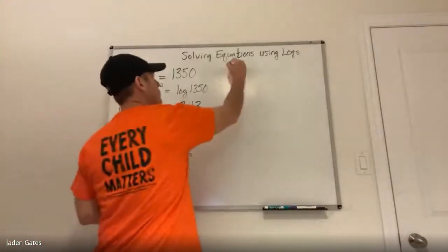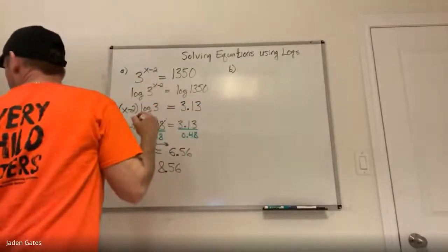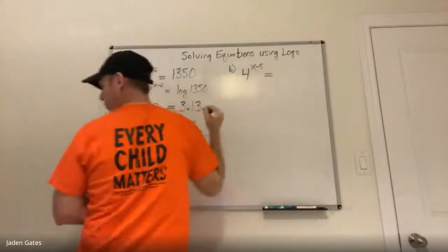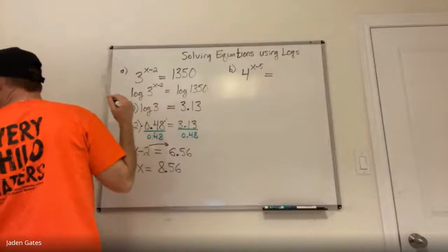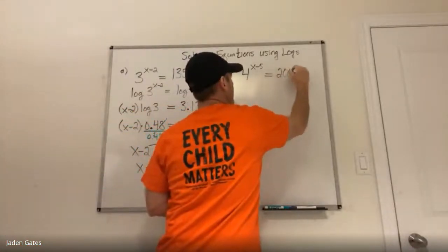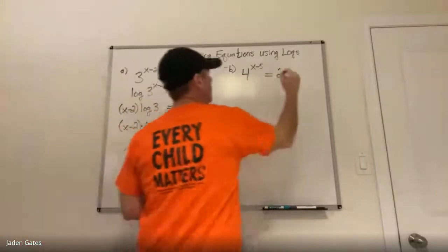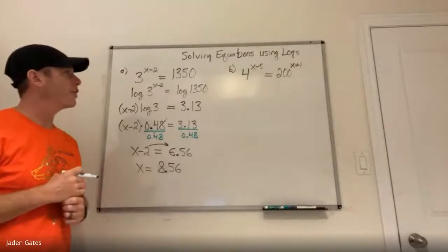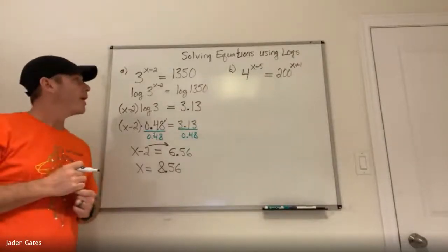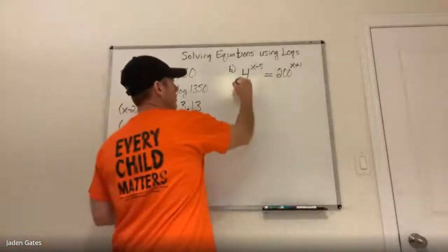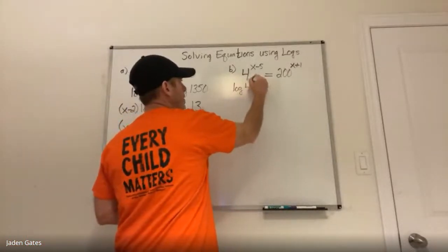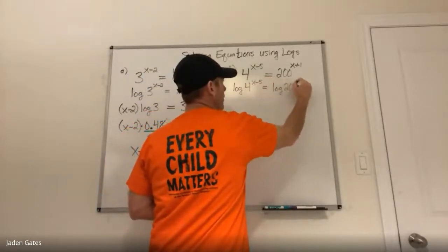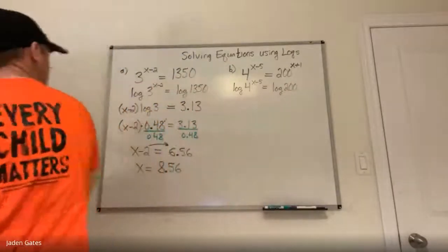All right, one more of those. Short lesson this morning. I have 4 to the power of x minus 5 is equal to 200 to the power of x plus 1. There we go. Now we have double exponents to solve for here. But again, because I'm solving for exponents, I'm going to take the log of both sides. So I get the log of 4 to the x minus 5 is equal to the log of 200 to the x plus 1.